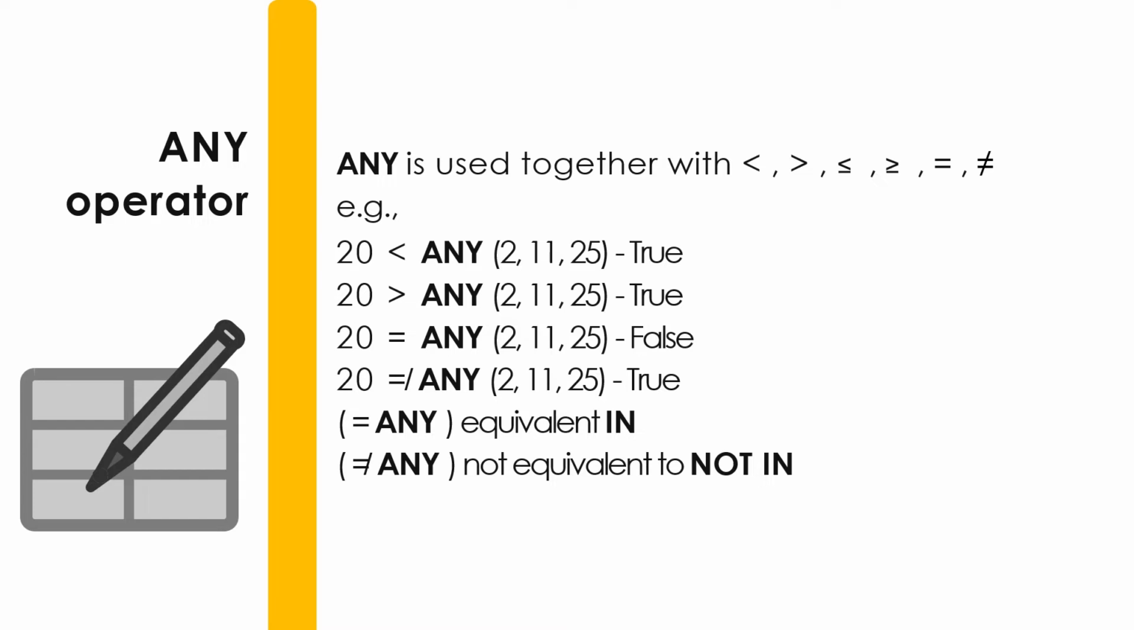The second one, 20 is greater than all of them, that is why it still returns true. Same goes to the third and fourth example. Take note, equals ANY is equivalent to IN, which we will be discussing later, although not equal to ANY is not equivalent to NOT IN.